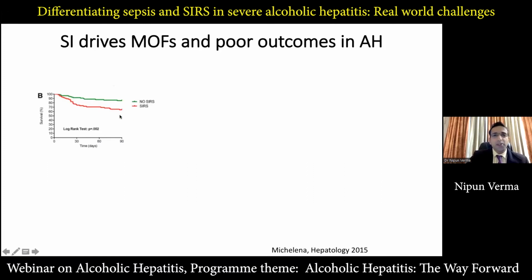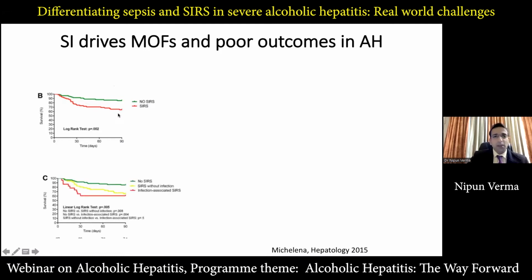Systemic inflammation in the form of SIRS led to higher mortality and poorer survival at the end of 90 days. And when they looked at the association of infection with SIRS, they found that when infection was there, it did not change the outcomes. That is, the presence or absence of infection at admission did not have any impact on survival. Rather, only SIRS was the important determinant of outcome.